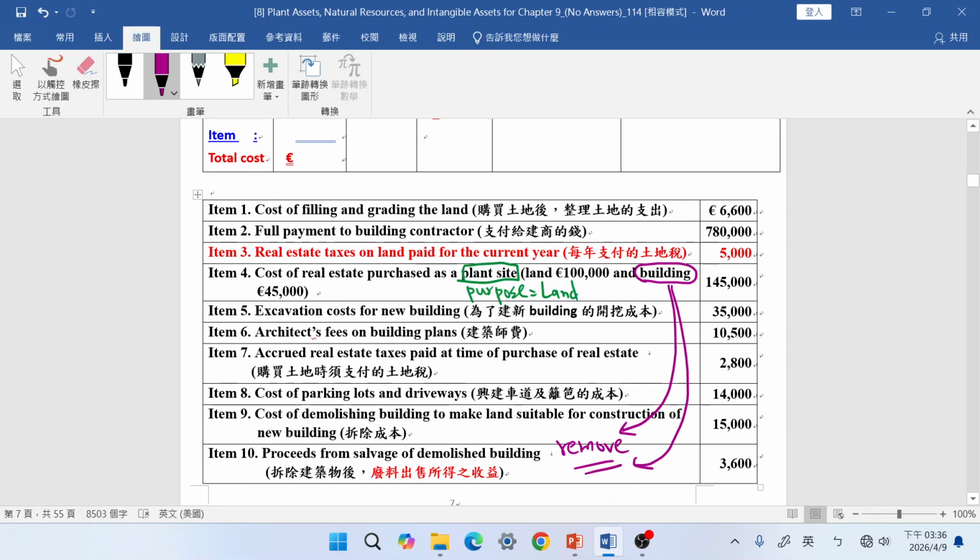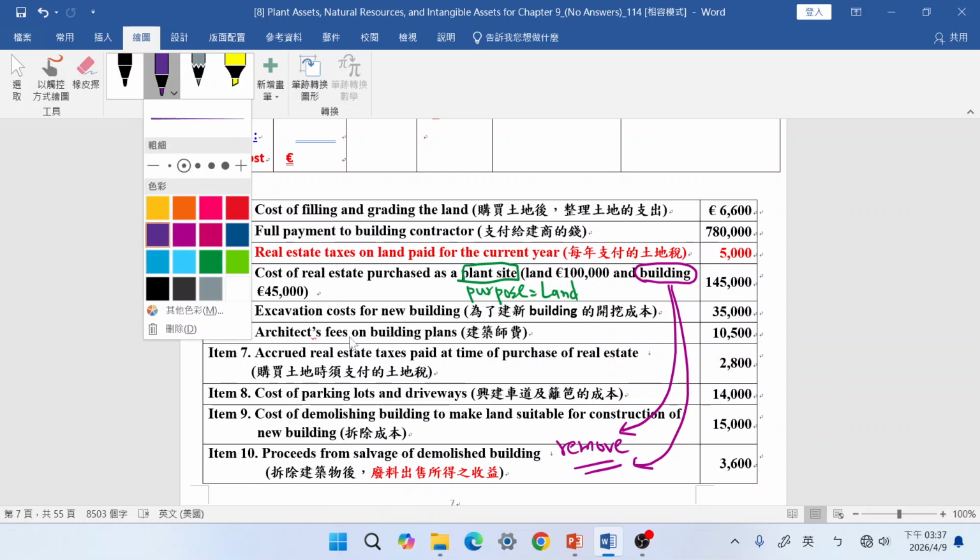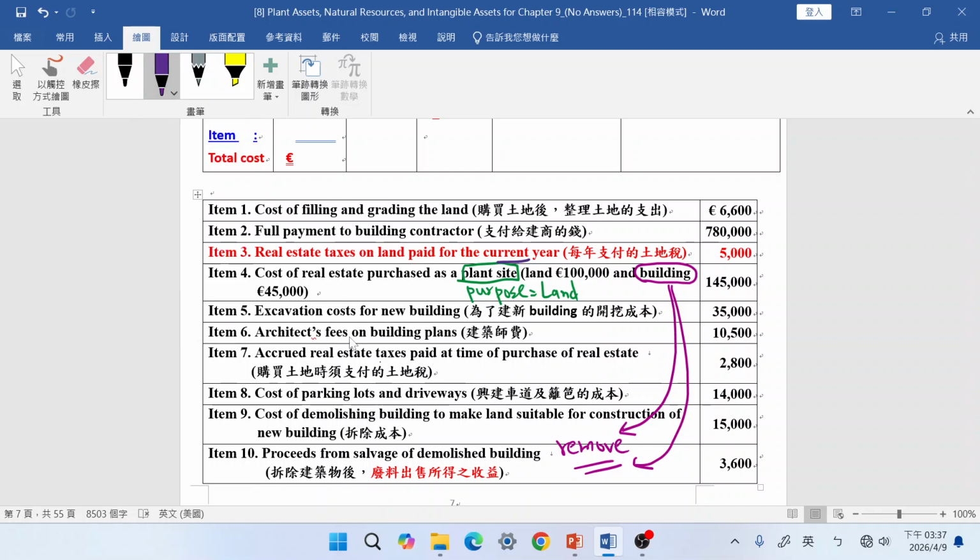So for item 4, you spend the money to buy the plant site. So that's your purpose. But you find out on the land there are old buildings. Can you move the old buildings? You cannot. That's why you have to spend the money to buy it and remove it. Okay? So here I give you some hints. And also, current year. Remember, current year, they happen every year, each year. So that's another keyword you have to be careful about. Okay, that's it. So please finish page 7, 8, 9, 11. If you're done, you can go home.